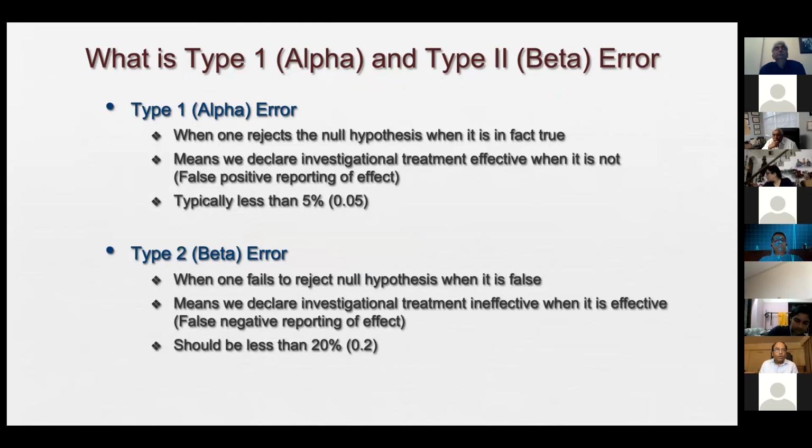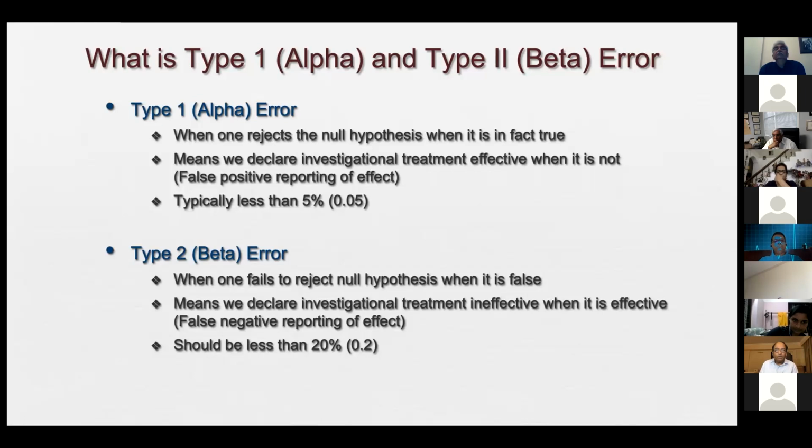So it can be called a false positive reporting of the effect. Typically, it is less than 5%, 0.05. Type 2 error is when one fails to reject the null hypothesis when it is actually false. Which means that we declare the investigational treatment ineffective when it was actually effective.